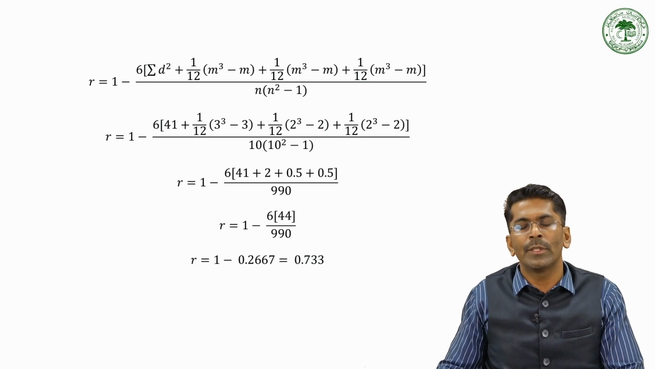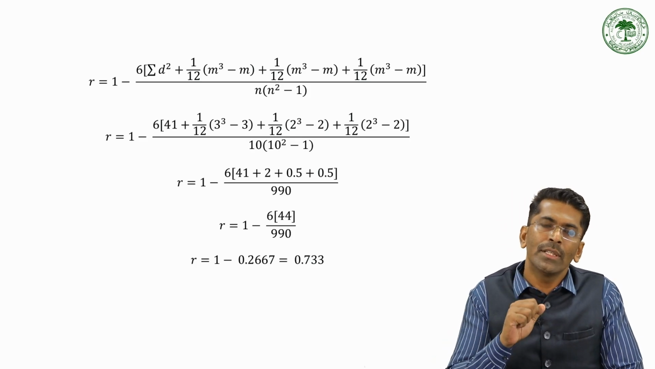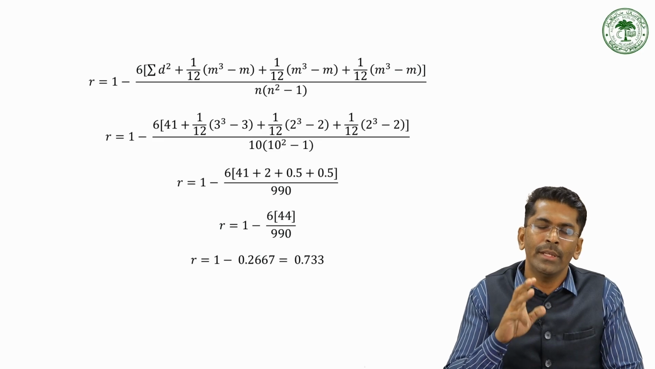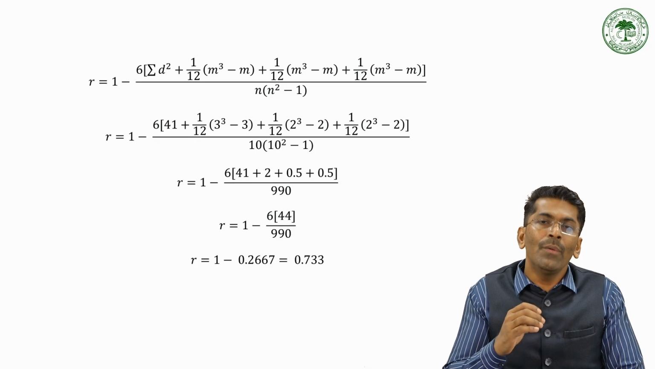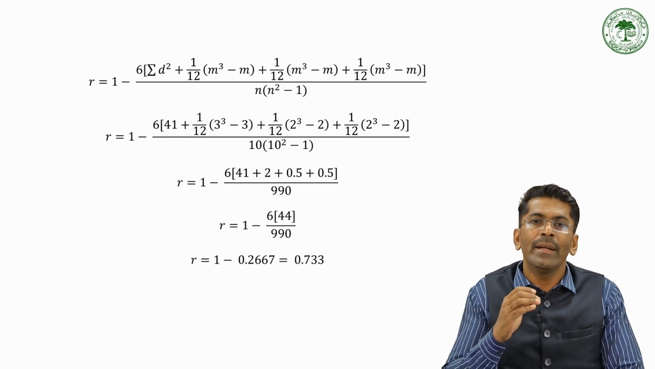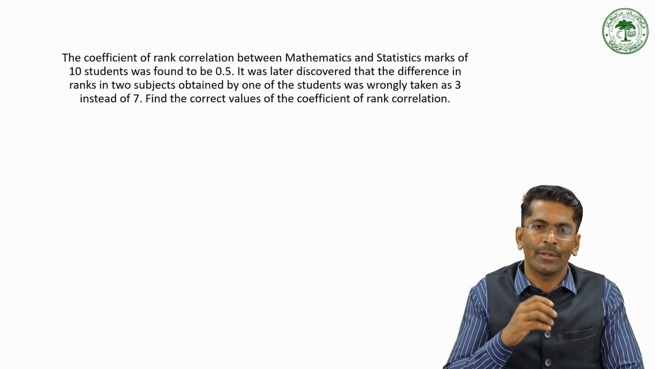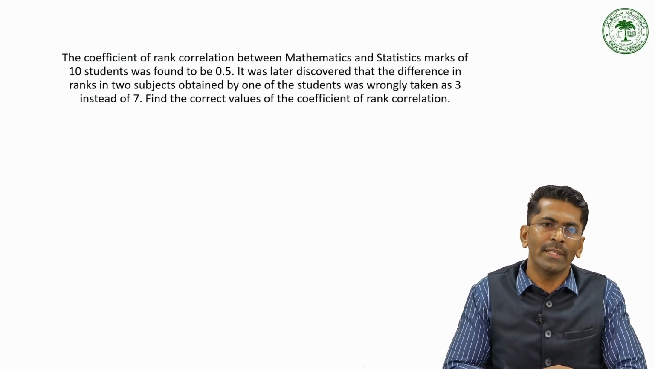So here it is a positive value, which means that there exists a strong positive relationship between these two variables, that is x and y. Okay, so we have calculated the correlation coefficient here by introducing the correction factor. One more example we are going to consider here.